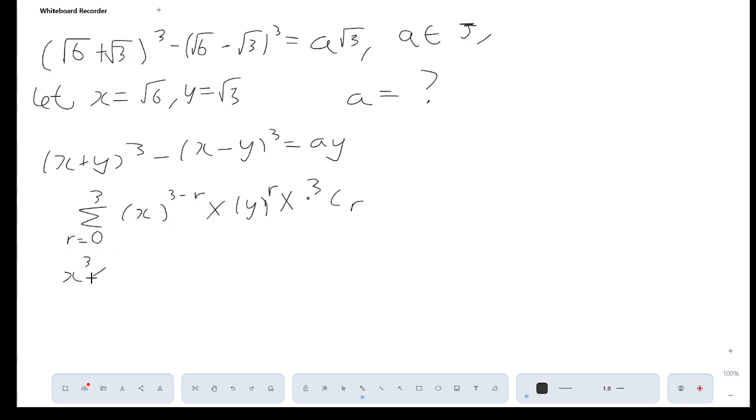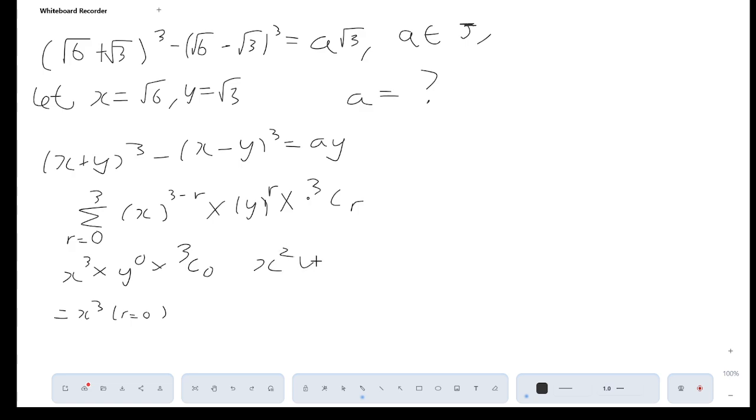So when r equals 0, you just have y to the power 0, which is just 1, times 3C0. The combination 3C0 always equals 1. So this will equal x cubed for r equals 0. And since we have r equals 0 and the upper limit is 3, we can just keep going: r equals 1, r equals 2, r equals 3. So let's keep going.